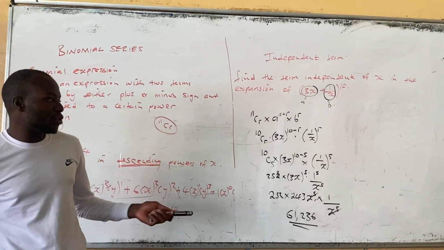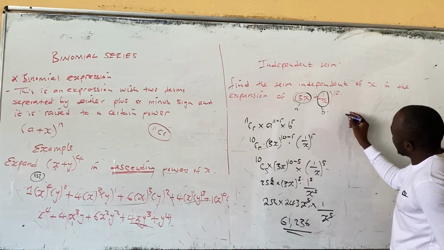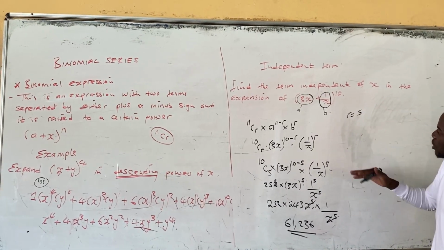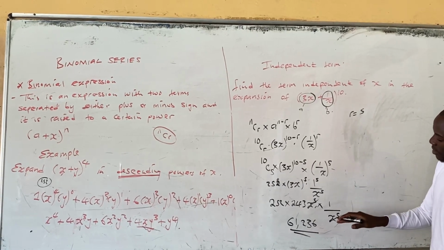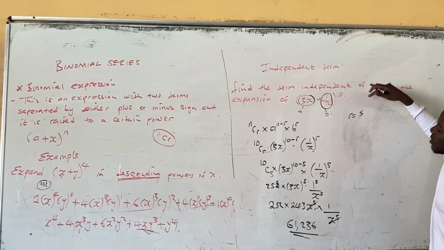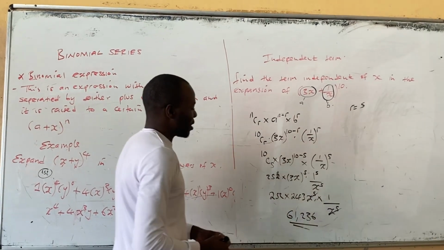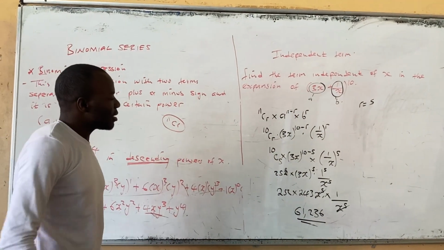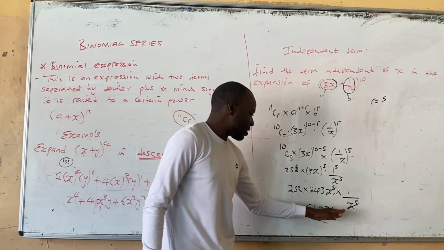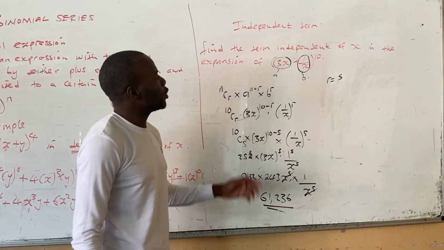So this is the term which is independent of x. Now when they ask you the position of this term, you don't have to worry. Since r here was 5, the term position is increased by 1. So the position of this one is the sixth term. This sixth term is the term which is independent of x. So by doing that, we have found the term without x as its variable. So it ends here for the term independent of x.